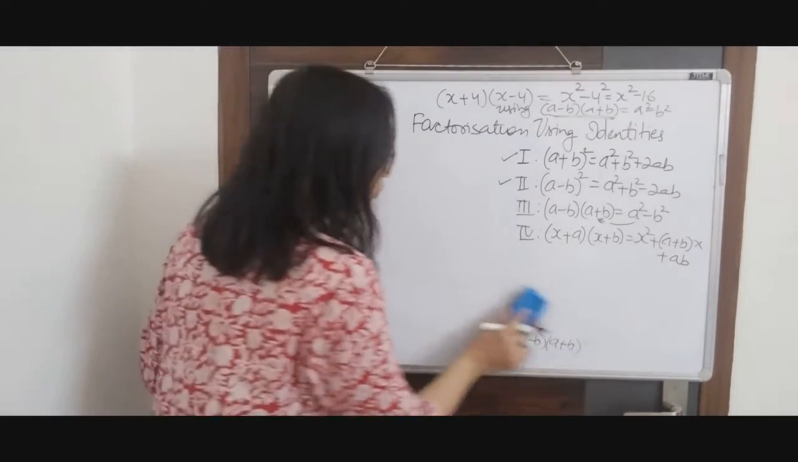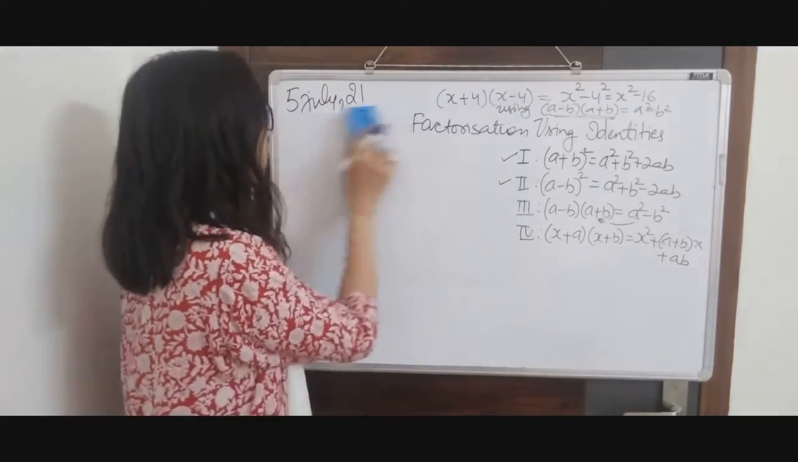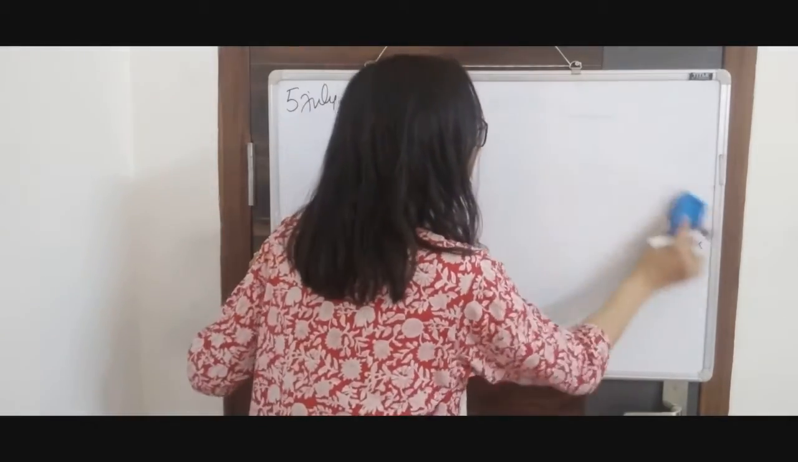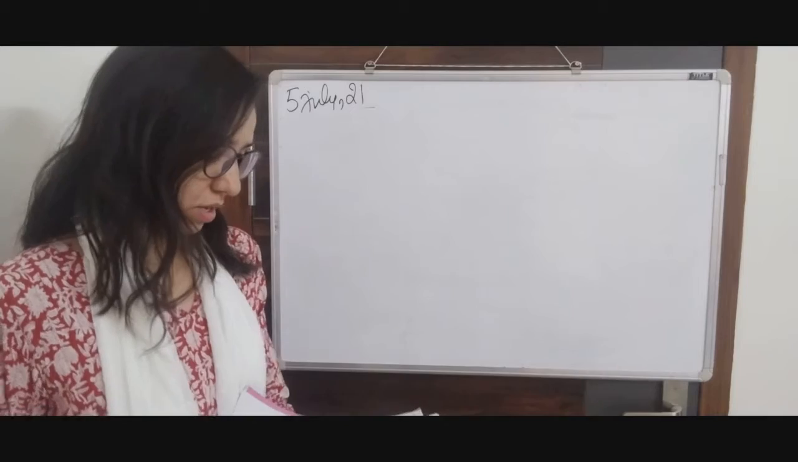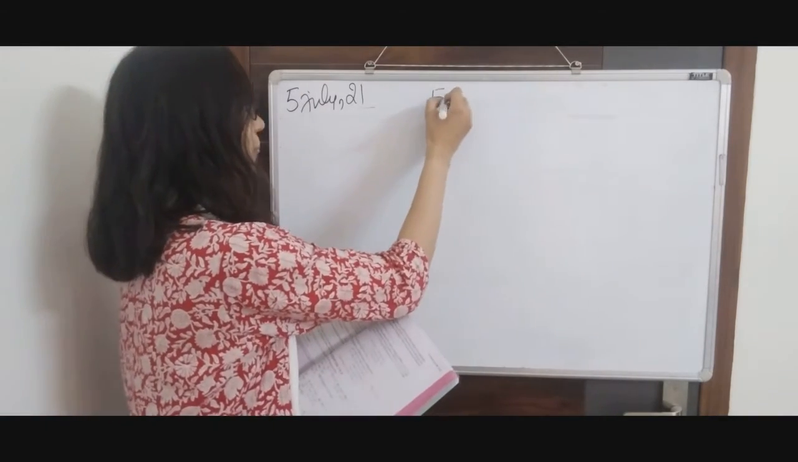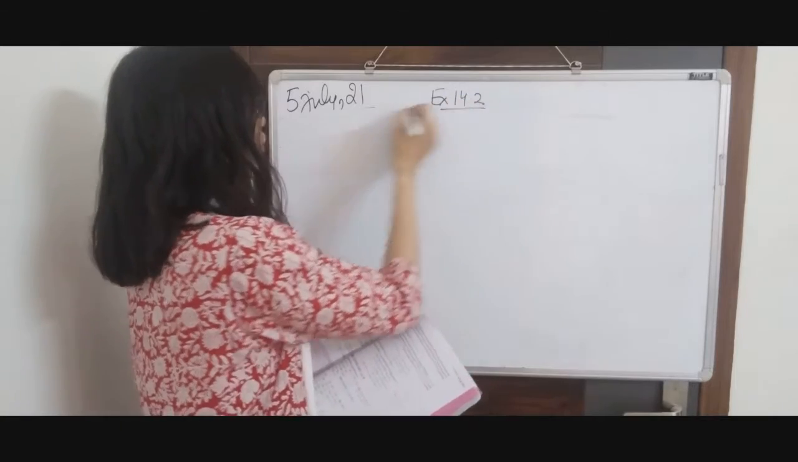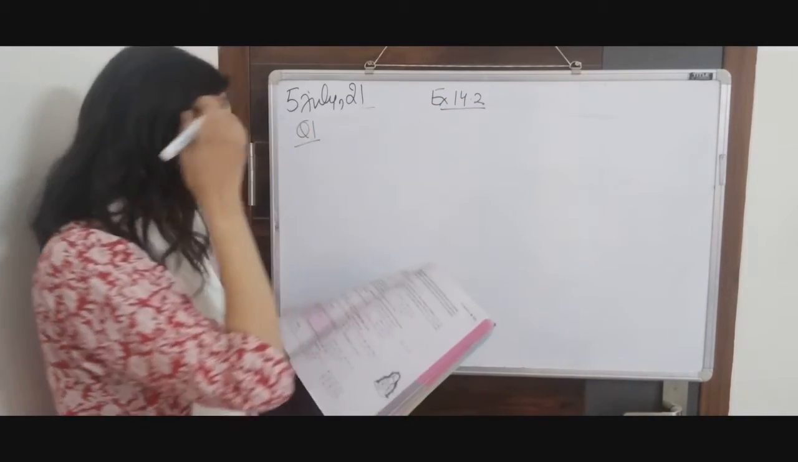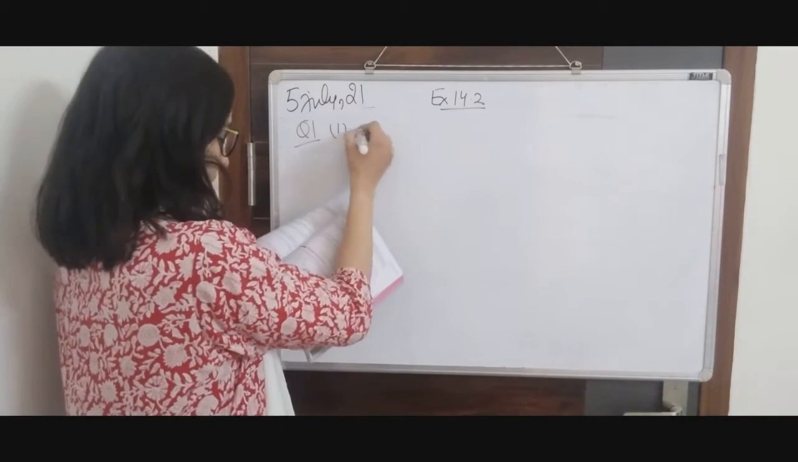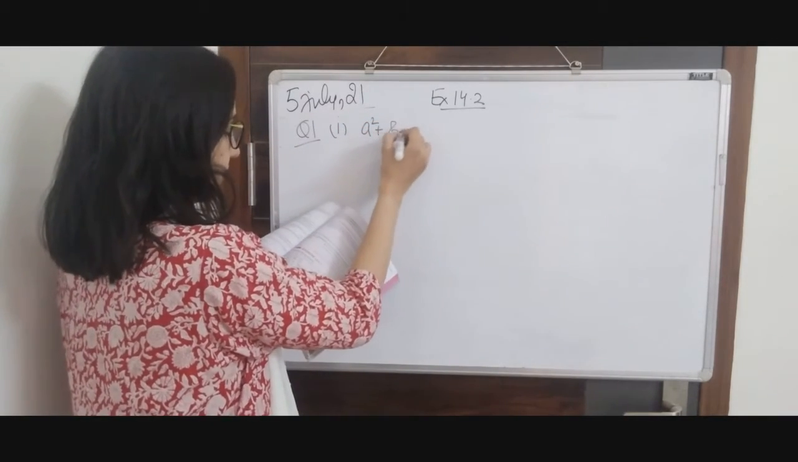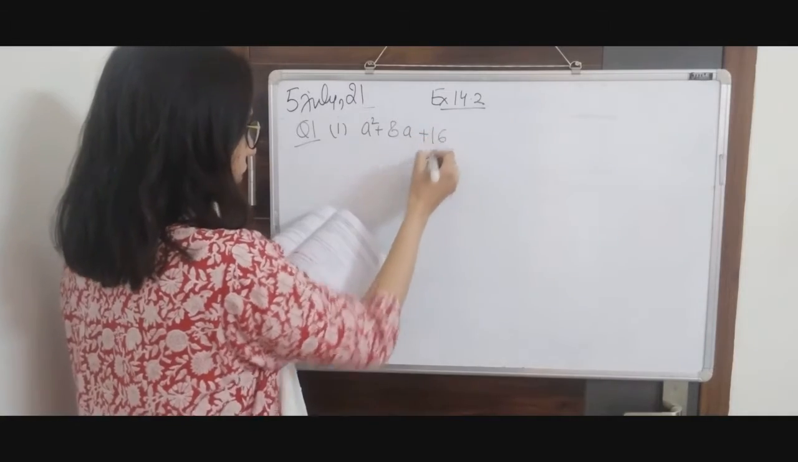So now we are going to do some questions from the exercise. Exercise 14.2. Question number 1 is factorize the following expressions. First one is a square plus 8a plus 16.